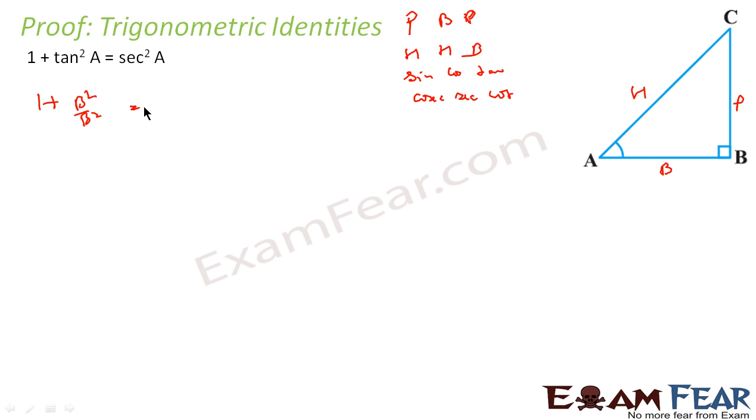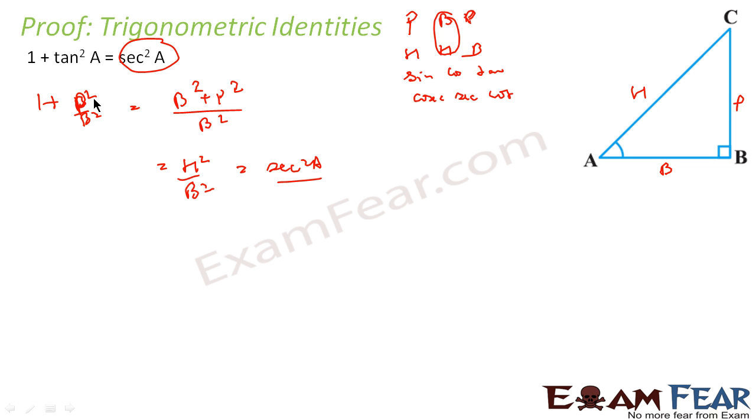This is nothing but B square common, B square plus P square. Correct? B square plus P square is H square, so this becomes H square by B square. And H by B square is nothing but sec square A. That is what we are supposed to prove. So we have proved that 1 plus tan square A, that is P by B square, is equal to sec square A. So this is also true for any value of theta.